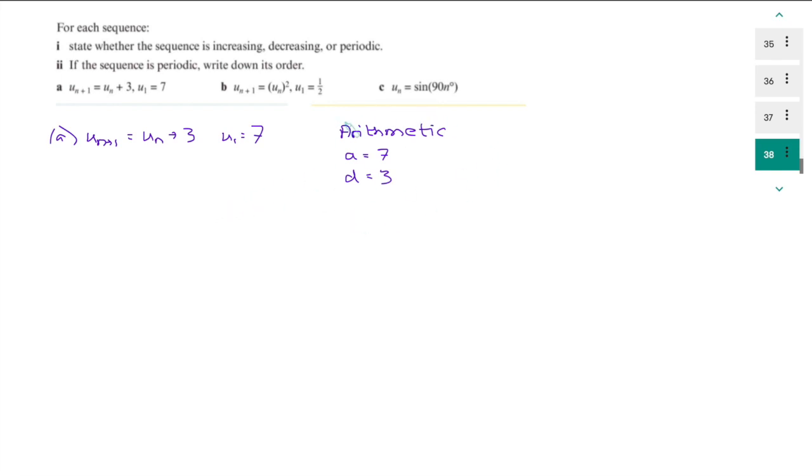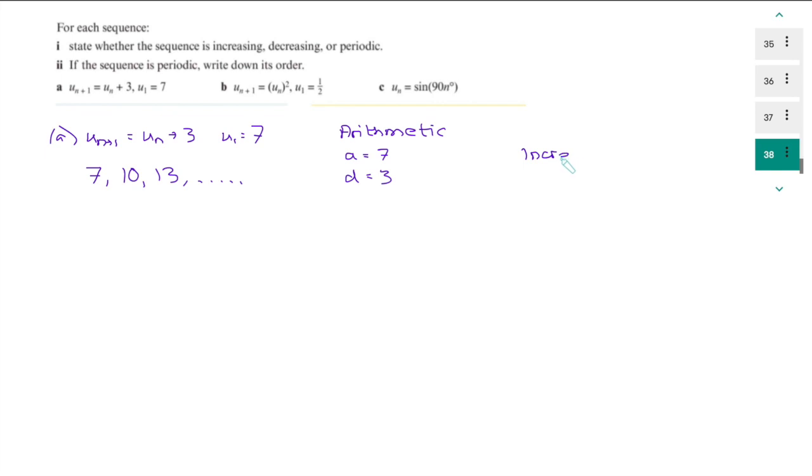So this is how I would think about it. Another way to get a feel for a sequence, like we said, is just to start writing. When you've got something like this, start writing down the first few terms. So we've got 7 given by U1, and then U2 is U1 plus 3, so we've got 10, 13, and so on. Okay, so we've got these two ways to start thinking about the sequence, and we've been asked to state what it is. So it's increasing.